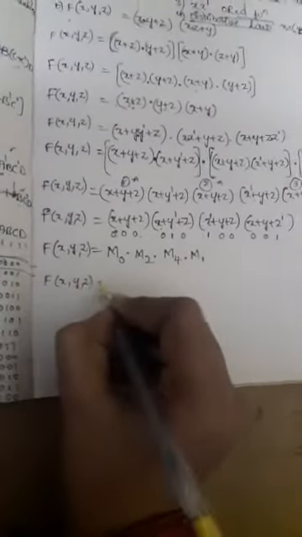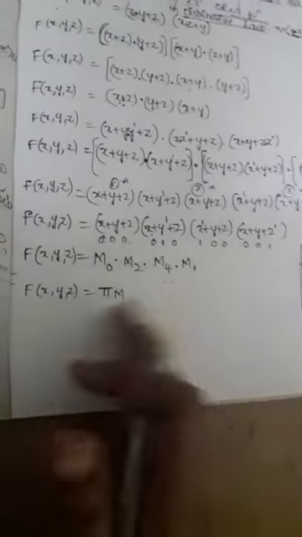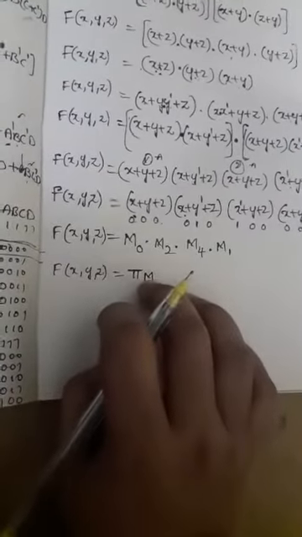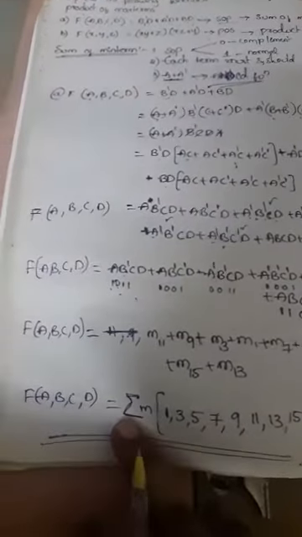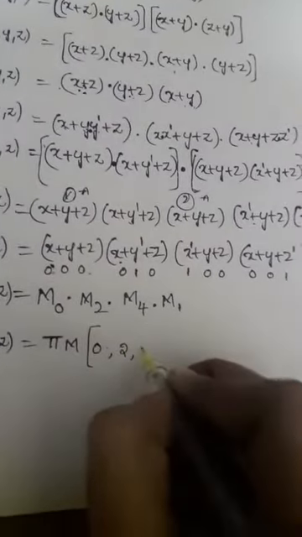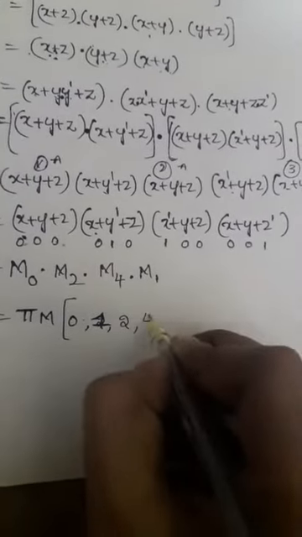So now f of x, y, z. Now the symbol for product of max terms is pi, or otherwise you can represent it as capital M also, no problem. Any one of the two terms you can use. Here also you can represent the SOP equation in the form of the summation symbol or small m, no problem. Okay, so here 0, 2, that means we have 0 1 2 4.